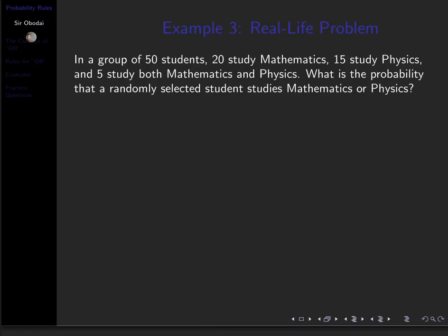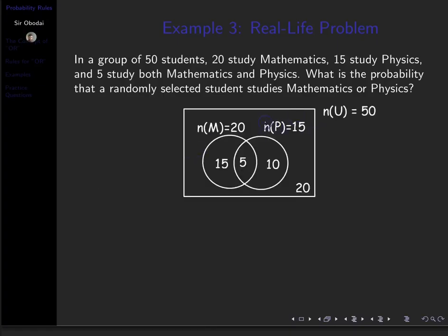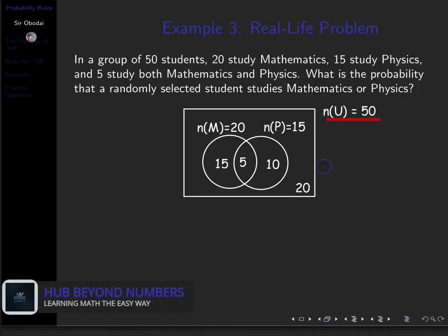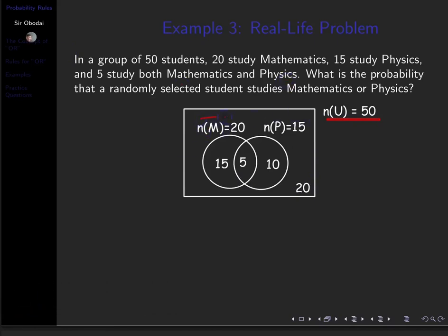That is why I want to draw it. Okay, so this is just a quick one. Based on the data we have, this is the representation. We have 50 people as the universal set, the total number of students, and 20 studying mathematics. This is our 20 here that study mathematics. 15 studying physics. This is 15 that study physics. 5 study both. So starting from the inside, we put our 5 here for the intersection of both mathematics and physics.